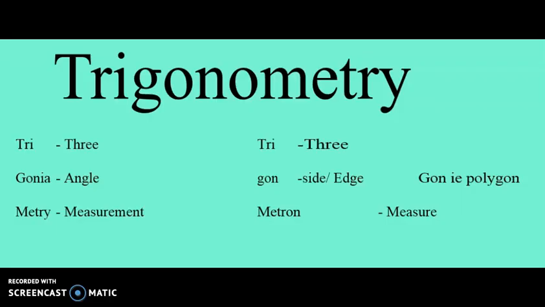What is trigonometry? Let's break up the word trigonometry in three parts: tri, gonia, and metry. Tri refers to 3, gonia refers to angle, and metry, measurement. Or it could be interpreted as trigonometron, 3, side or edge, metron meaning measurement. Gon could also refer to polygon.